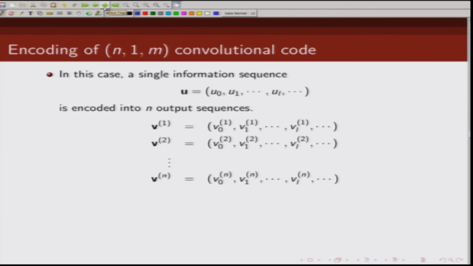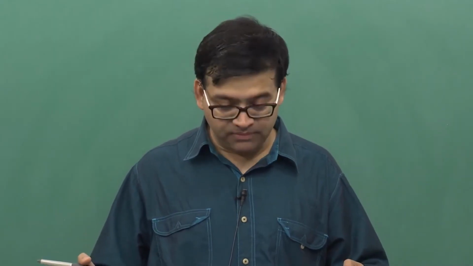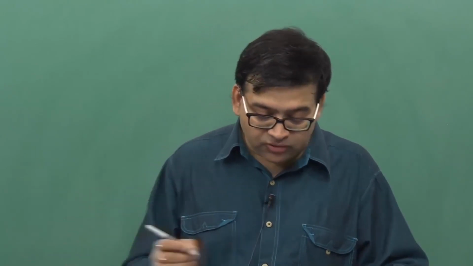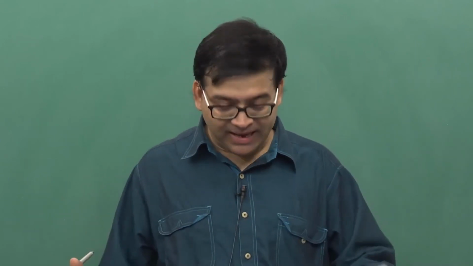Now, we are going to show how we can encode an information sequence using a rate 1 by n convolutional encoder. Since it is a rate 1 by n convolutional code, k is 1 and the number of coded bits is n. So, there is one input coming in and there are n outputs, and the maximum length of the shift register used to represent this rate 1 by n code is m. So, this shift register has m memory elements.